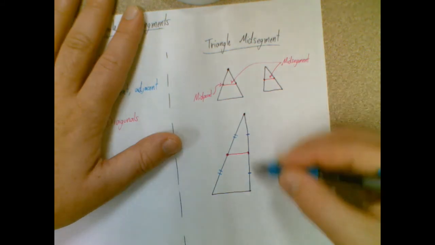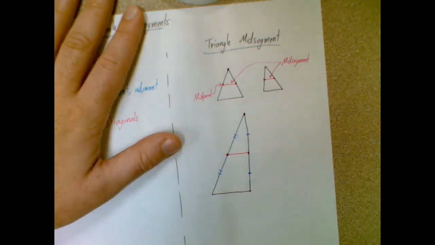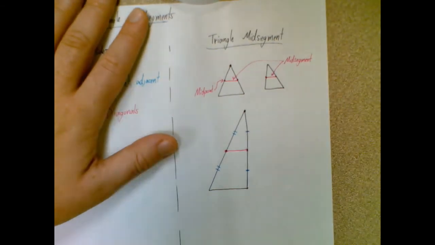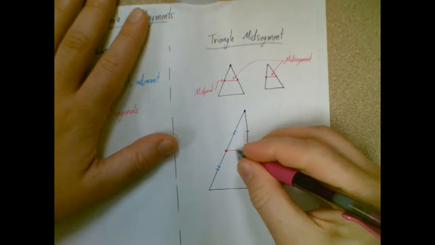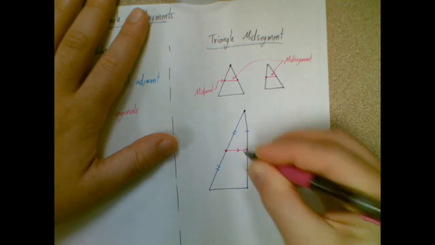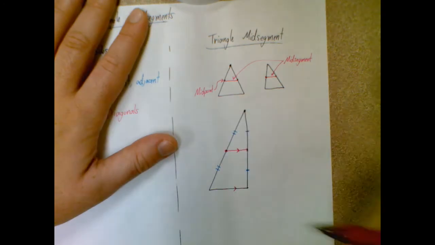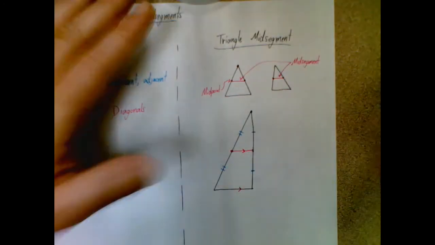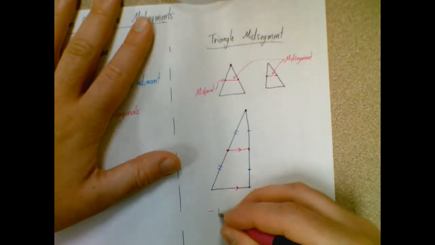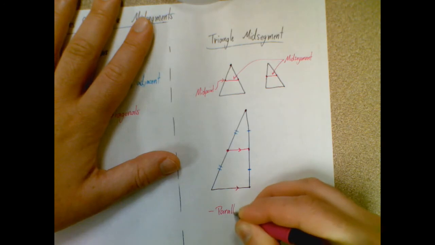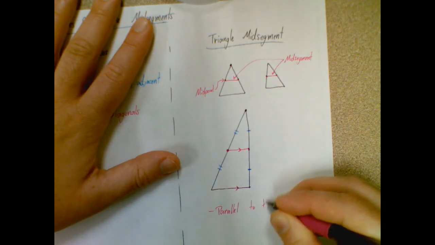If this one's 10, this would also be 10, something like that. Okay. So the actual characteristics of the midpoint are: one, this will be parallel to this, which I'm going to call the base because it's the one that's not touching it. You don't have to, but that's what we're going to call it. So it is going to be parallel to the base.